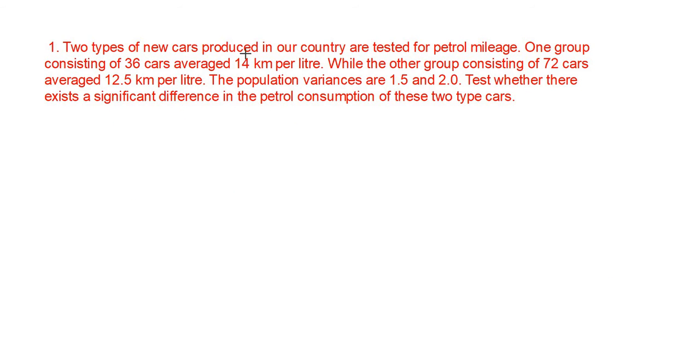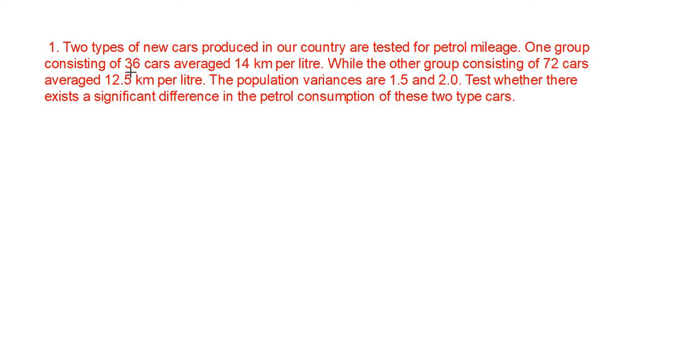Two types of new cars produced in our country are tested for petrol mileage. One group consisting of 36 cars averaged 14 km per litre, while the other group consisting of 72 cars averaged 12.5 km per litre. The population variances are 1.5 and 2.0. Test whether there exists a significant difference in petrol consumption of these two types of cars.